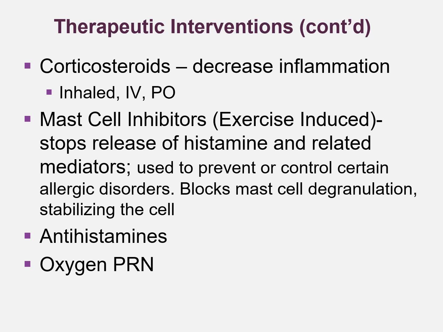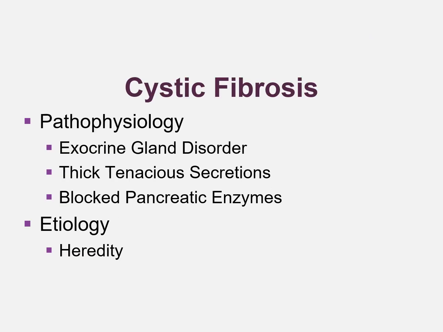Corticosteroids help decrease inflammation. They can be given IV, PO, or inhaled. Mast cell inhibitors are often used for exercise-induced asthma. They stop the release of histamine and related mediators. They're used to prevent or control certain allergic disorders. They can block mast cell degranulation to help stabilize the cell to keep it from breaking down and releasing that histamine. Antihistamines can also be given as well as oxygen as needed.